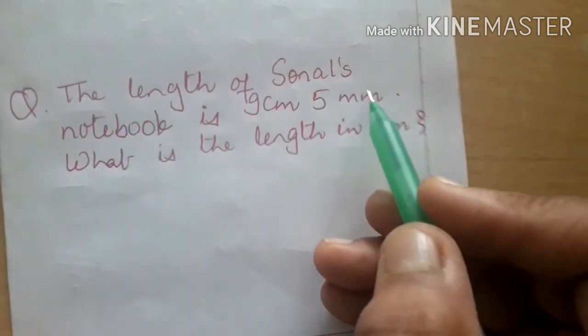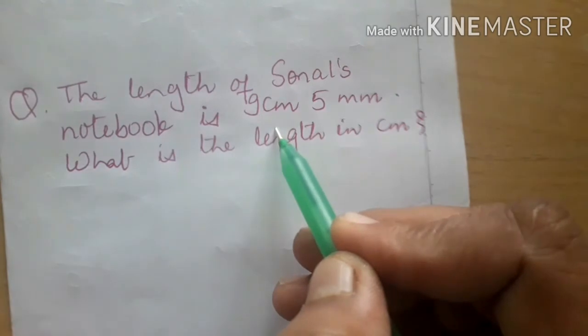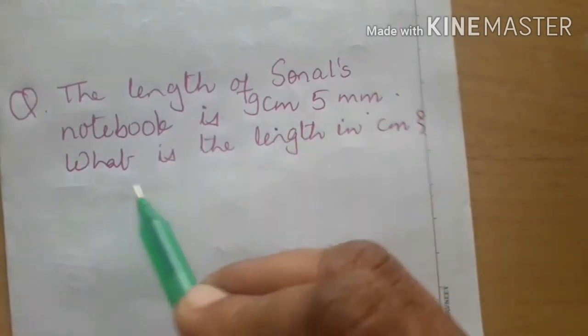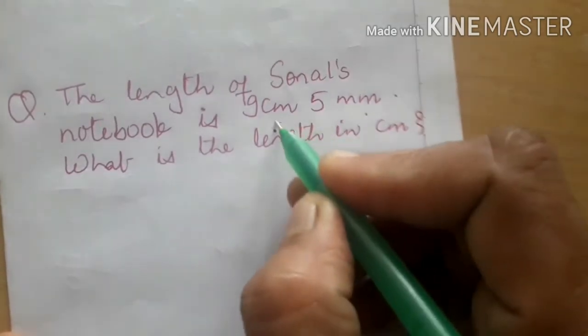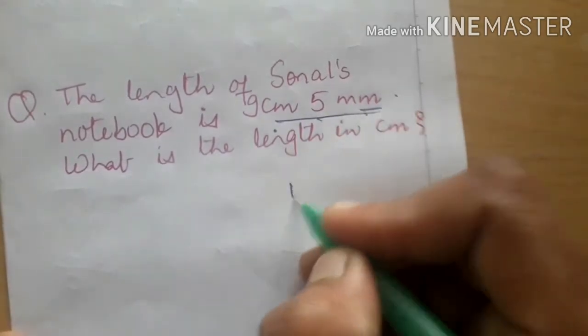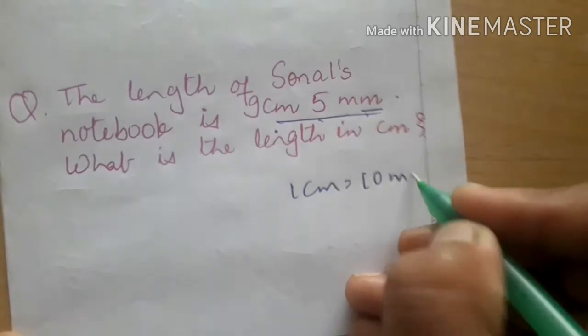The length of Sonal's notebook is 9 centimeter 5 millimeter. What is the length in centimeter? Now again, what is the relationship between these two? That is, 1 centimeter is 10 millimeter.